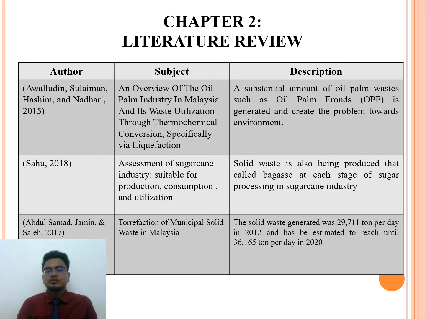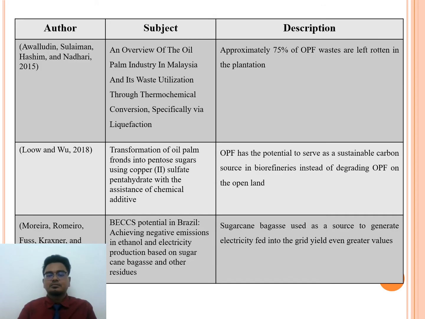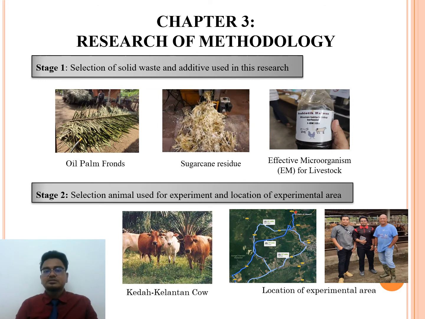Next is Chapter 2, which is literature review, that consists of author, subject, and also description. Next is Chapter 3, research methodology, that consists of 4 stages. Stage 1, selection of solid waste and additive used in this research. The solid waste used is oil palm fronds and also sugarcane residue, while the additive used in this experiment is effective microorganism that is specific for livestock.